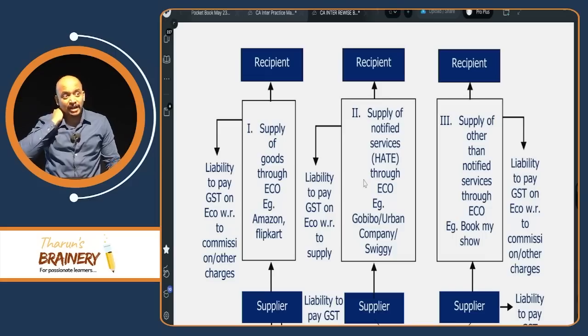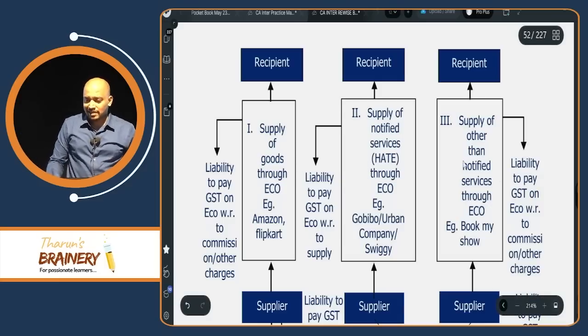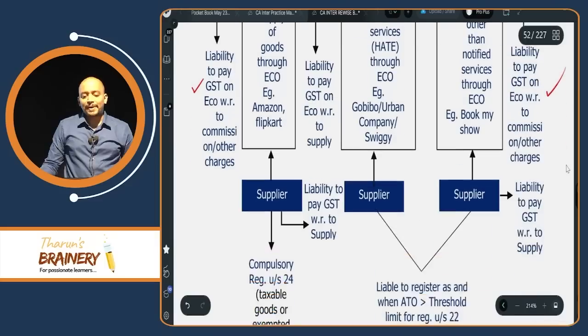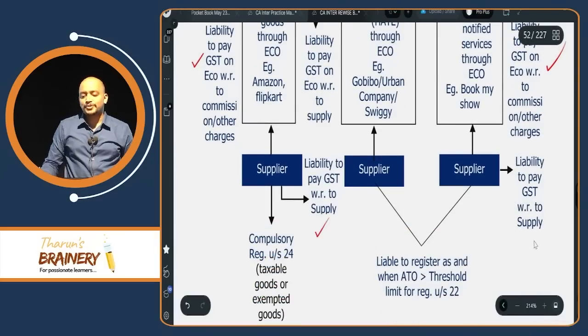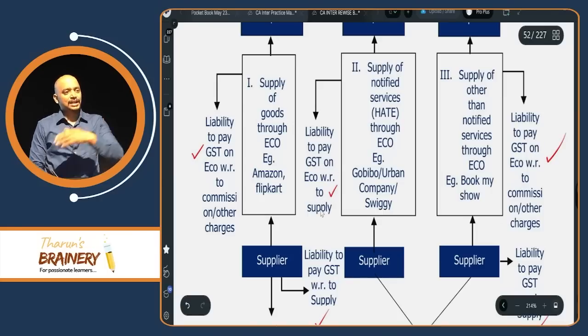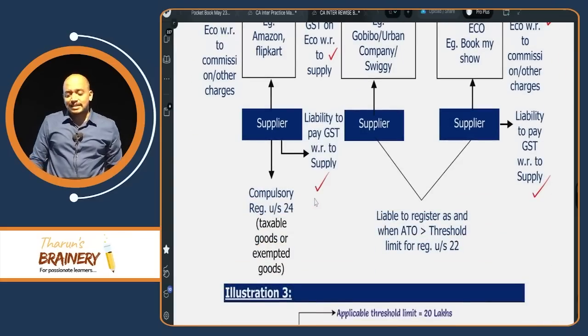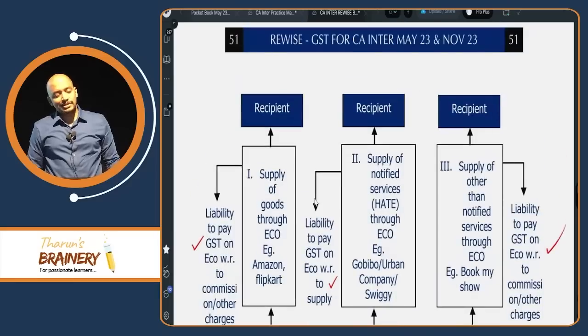Because for the second point, on total amount, GST is payable by the e-commerce operator. So, in the first and third case, the liability to pay GST is on the e-commerce operator with respect to commission and other charges. Even here, the same. And the supplier will be liable to pay GST with respect to supply. Whereas in the second case, the e-commerce operator only will pay GST with respect to supply, so that includes his commission, everything. Then, which supplier is compulsorily required to get registered?